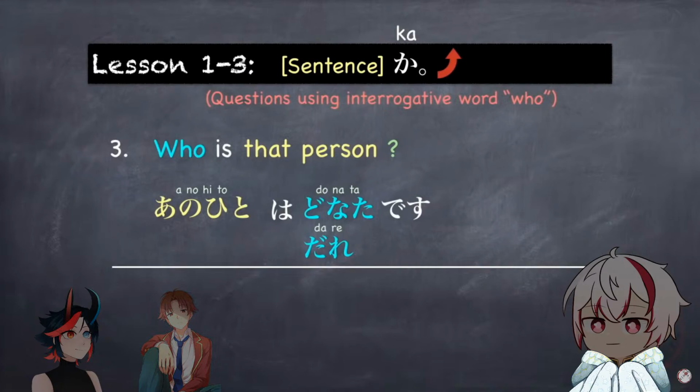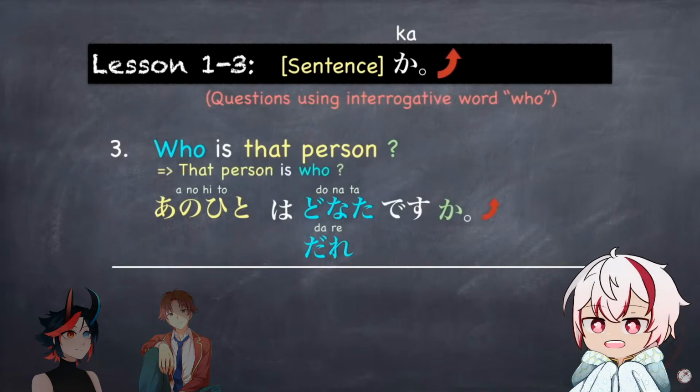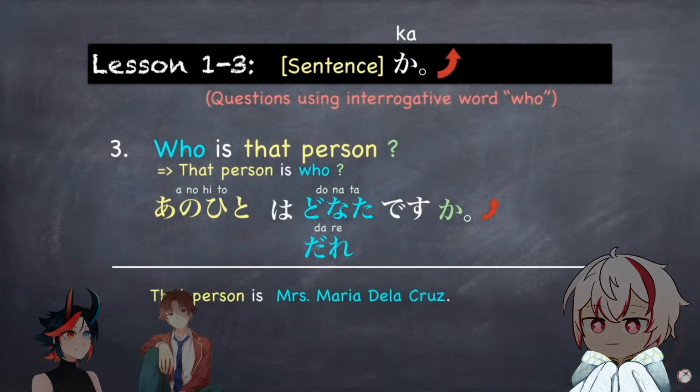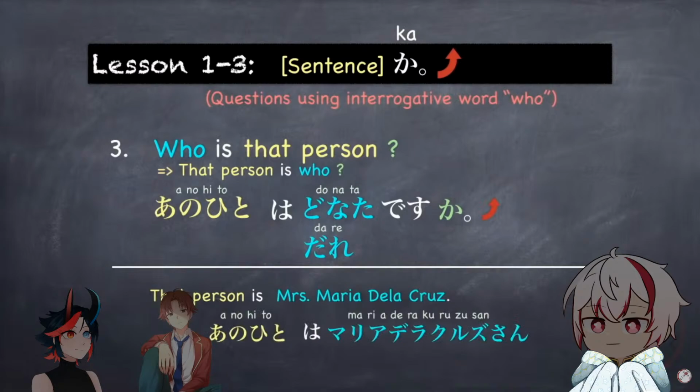Ano hito wa donata desu ka? Who is that person? If we translate the sentence back into English, it literally goes like: that person is who? Ano hito wa donata desu ka? So for example, the answer is: that person is Mrs. De La Cruz. Ano hito wa Maria De La Cruz-san desu.